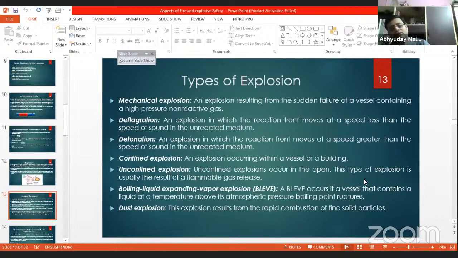And there is a particular type of very dangerous explosion in industry, that is dust explosion. And this explosion results from the rapid combustion of fine solid particles. In many industries, we have to work with fine solid particles. And these fine particles of solids are often very, very combustible. And if there is a rapid combustion of these fine solid particles, there is an explosion which is called a dust explosion. And this is very, very fatal.